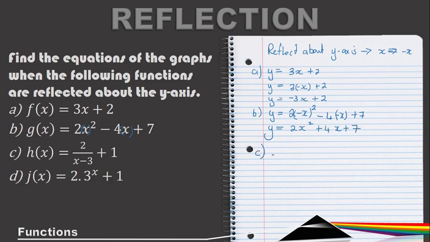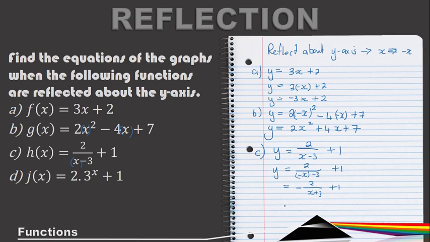And then for C, we have a hyperbola. y is equal to 2 over x minus 3 plus 1. Now here we've got this x, so I'm going to replace it with a negative. So 2 over minus x minus 3 plus 1. Now, to get this in its simplest form, I'm going to pull out a negative. So this is going to become minus 2 over x plus 3, because I factor out a negative from both of these terms, plus 1.